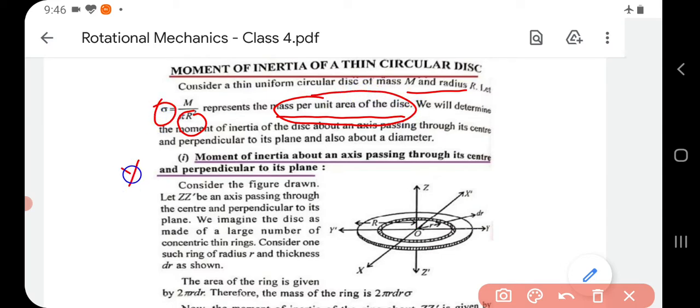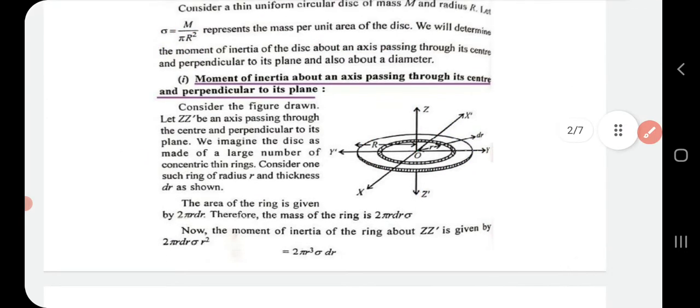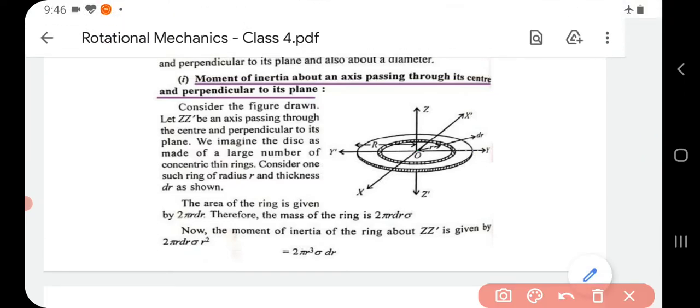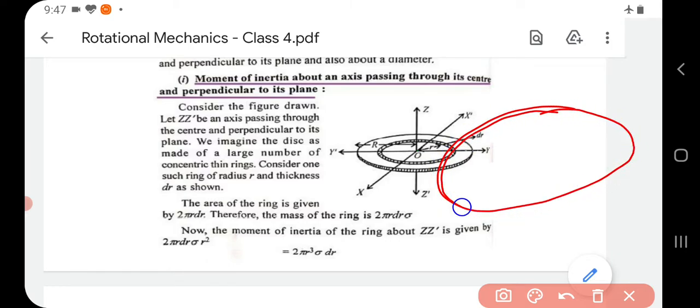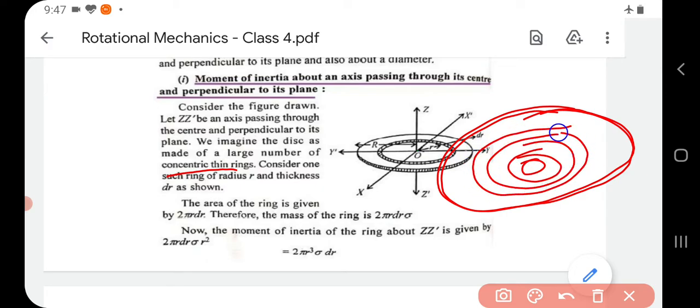Now we are going to find moment of inertia about an axis passing through the center and perpendicular to the plane. Okay, here as per the figure, z dash is an axis passing through the center and perpendicular to the plane. Now this is a circular disk, right? Now here we assume that this circular disk is made up of a number of concentric thin rings like this.